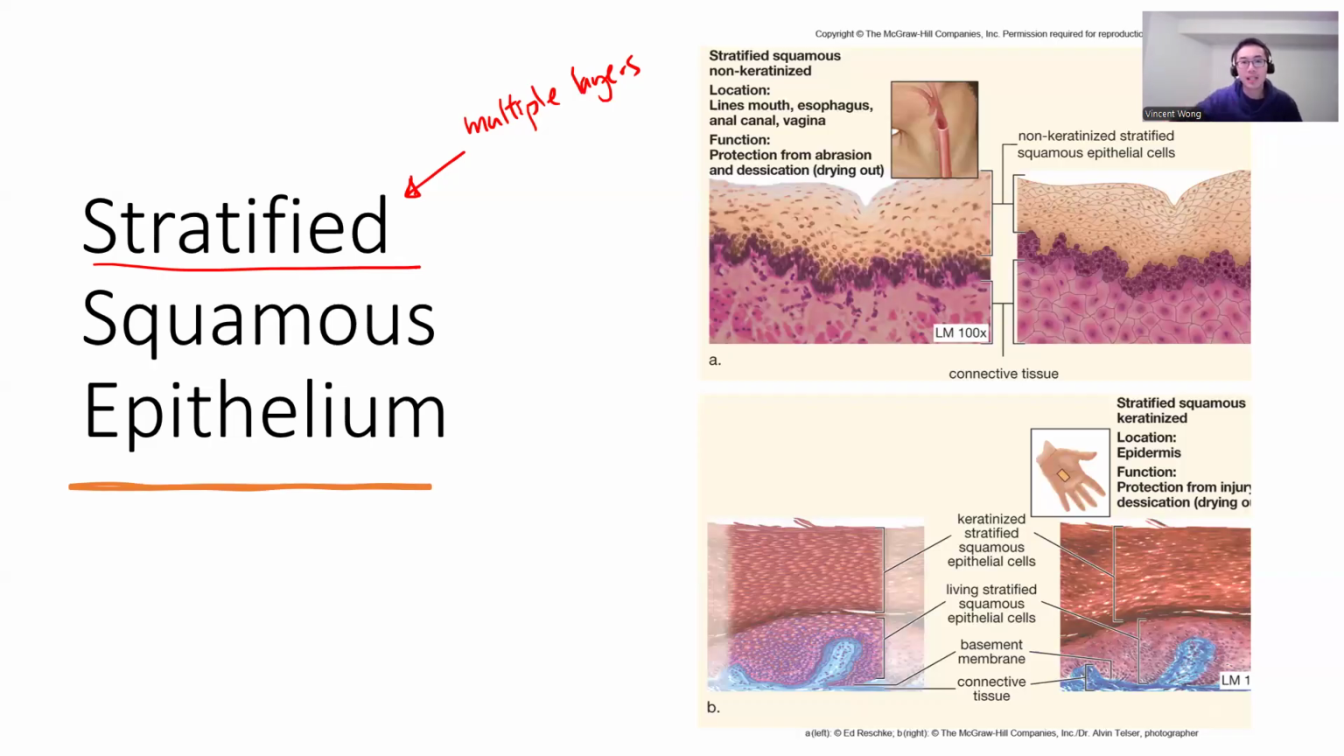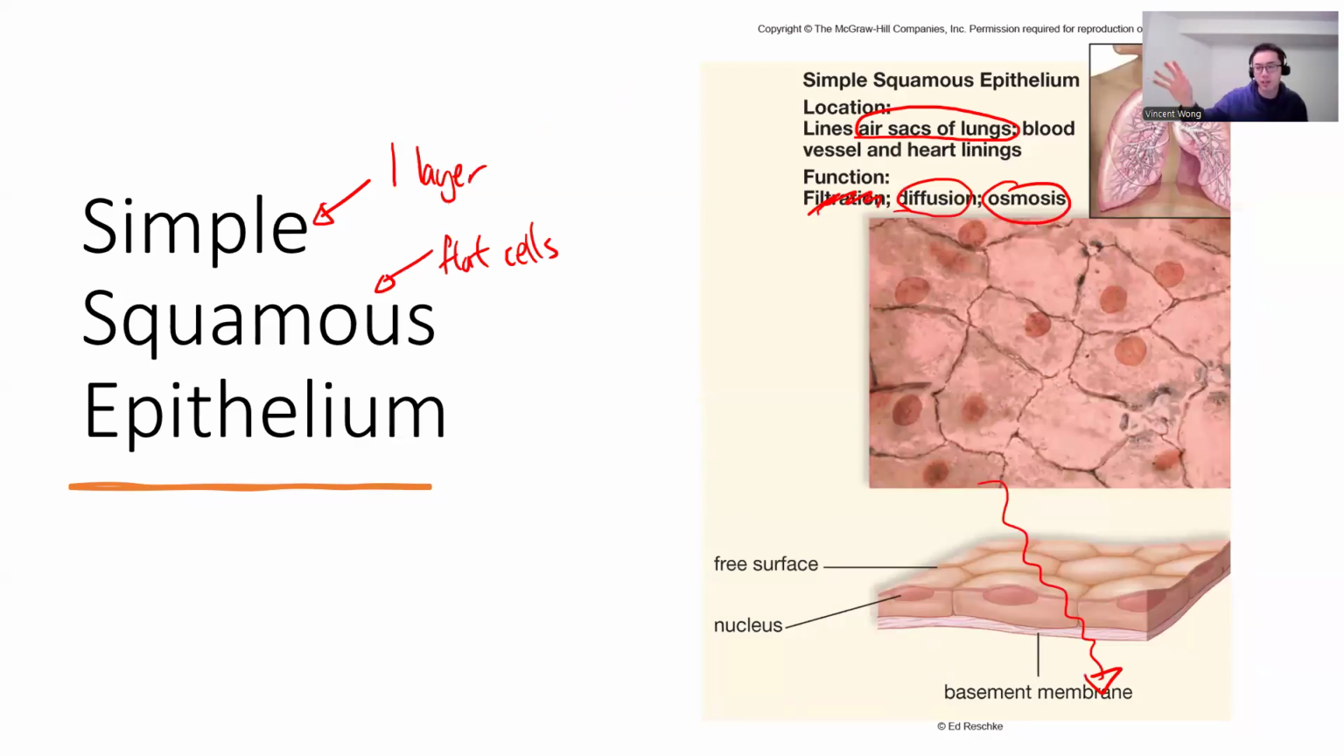Okay. Now, inside the body, inside the mouth, for example, inside the esophagus, which is your food tube, lots of things go through it every day. Hot stuff, cold stuff, acidic stuff, spicy stuff, right? Sometimes you eat things that are hard, like chips. All these things go down and rub against the esophagus, and we need some protection from this kind of abrasion. And that is why we have stratified squamous. Okay, so simple squamous, no protection, so thin.